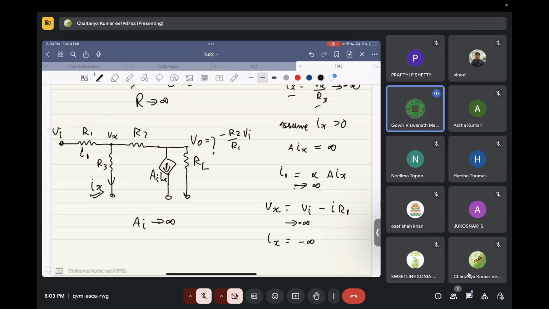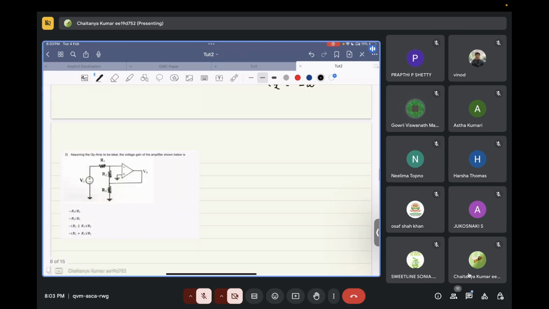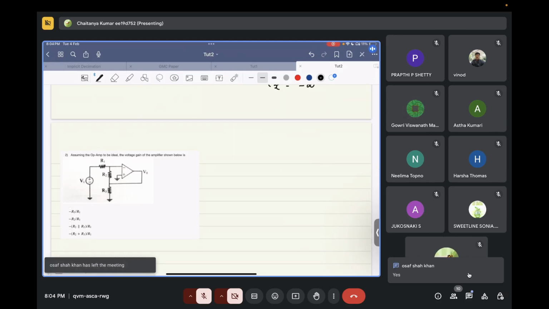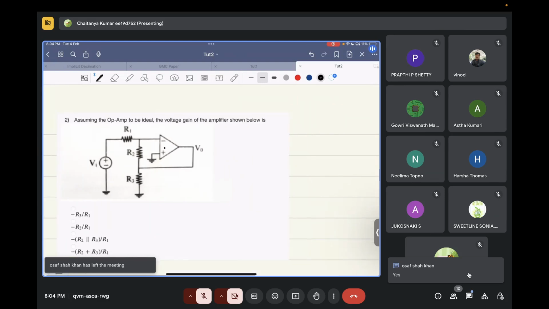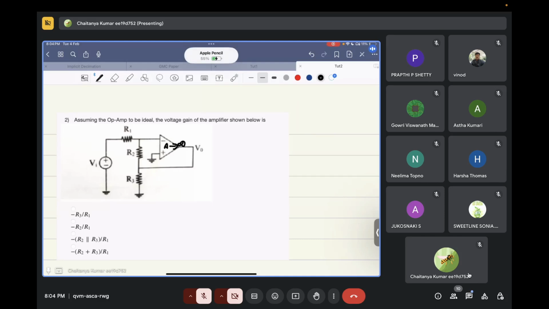Yes, sir. Okay. So this was a heavy concept. After this, we will try to do some light work now. So now assume this is a voltage controlled voltage source, or just an op amp with A tending to infinity. So quickly tell me, what is the gain from input to output?